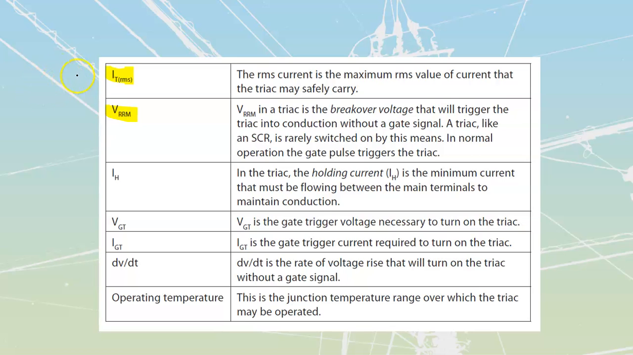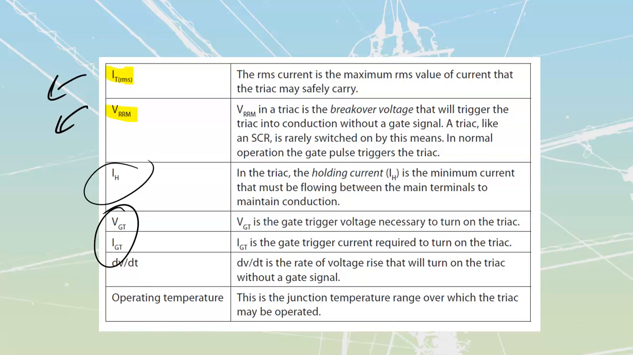So we want to keep our ratings below both of these. Whatever our circuit is going to be, we want it to be less than this and less than this over here. Holding current, we're going to have a minimum value of holding current, and then we're going to have a minimum value of gate voltage and current. Together, we're going to provide these with gate power. We do need a small amount of watts at the gate, volts times amps, to kick it into conduction.